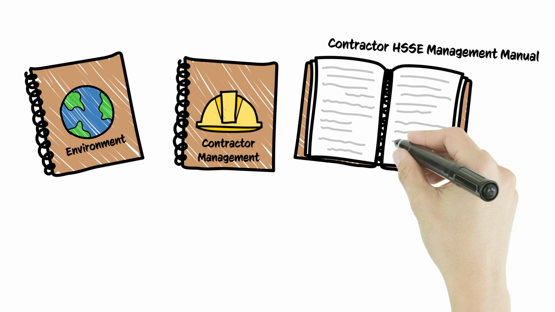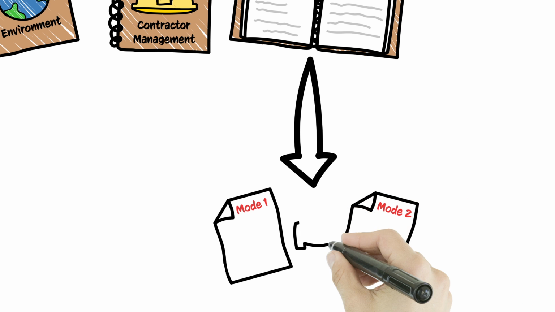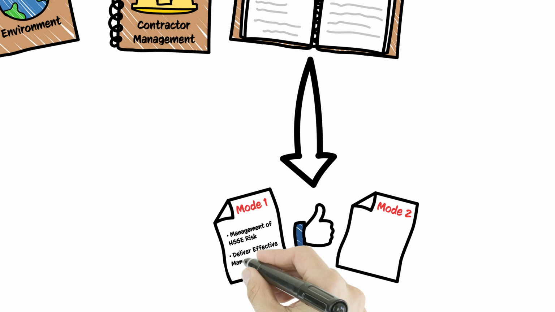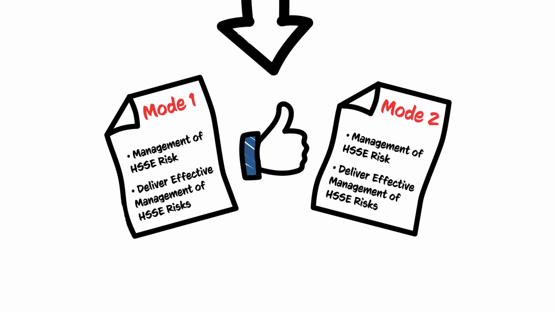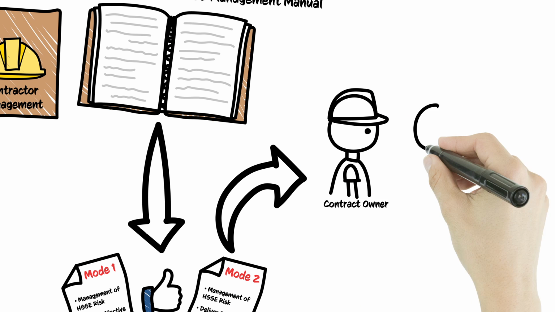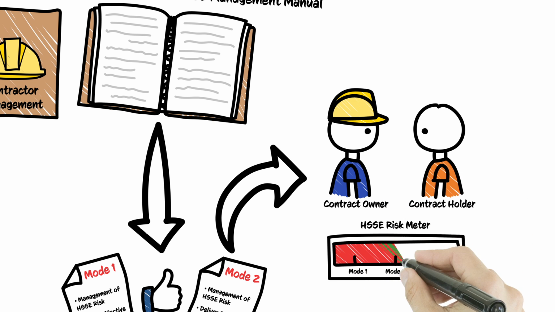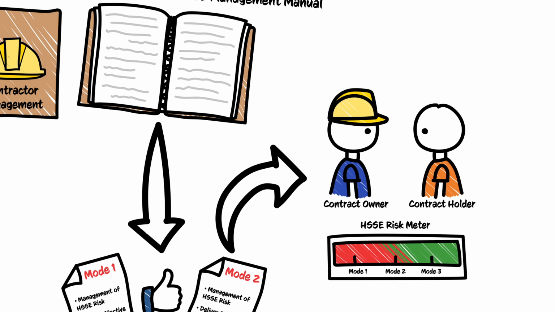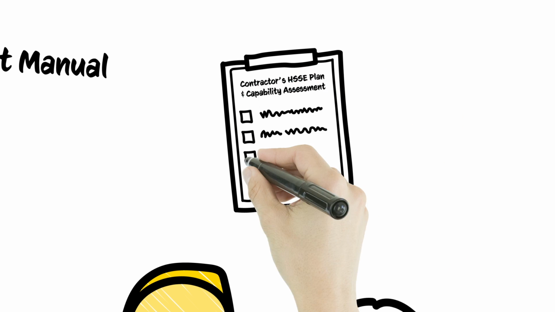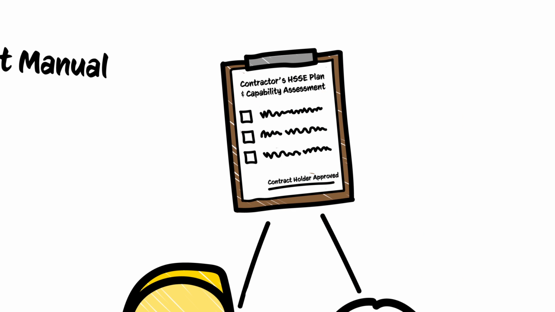This manual is applicable to Mode 1 and Mode 2 contracts and aims to ensure that contracts include the management of HSSE risks and deliver effective management of HSSE risks during contracted activities. Prior to awarding a contract, the contract owner and contract holder are identified and the contract mode, whether it be 1, 2, or 3, is determined based on the contract HSSE risk. Also, prior to awarding a contract, the contractor's HSSE plan and an assessment of the contractor's capability and resources to manage HSSE risks must be completed.